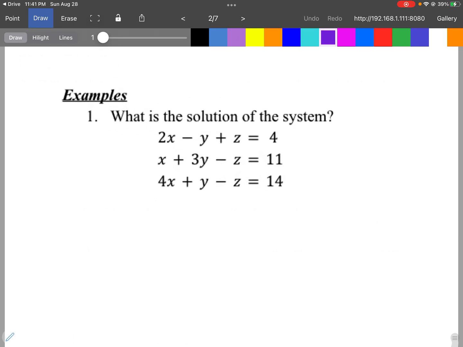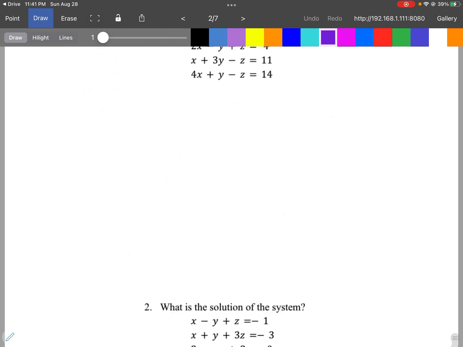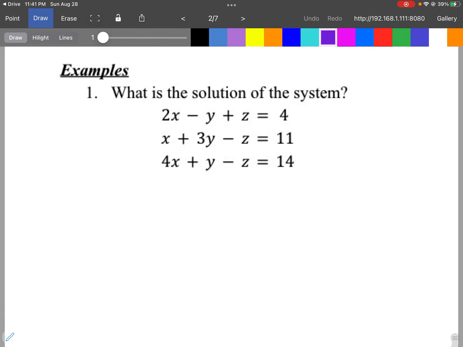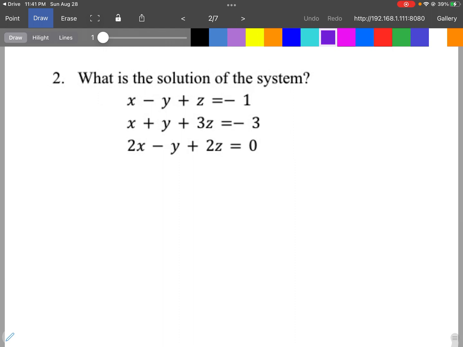All right, so let's take a look at an example. Now, I actually want to save this first example for later in the lesson. I want to show you a more typical problem because in this one, something special is going to happen, and it's actually kind of unusual. So I'm actually going to start with number 2, and then I'll come back to number 1 at the very end.